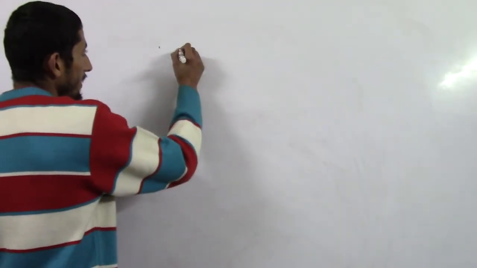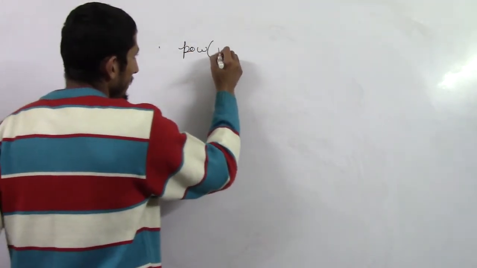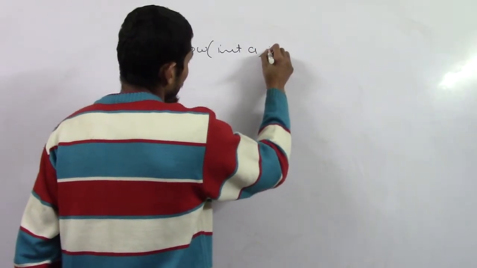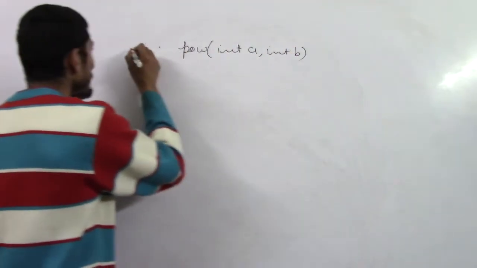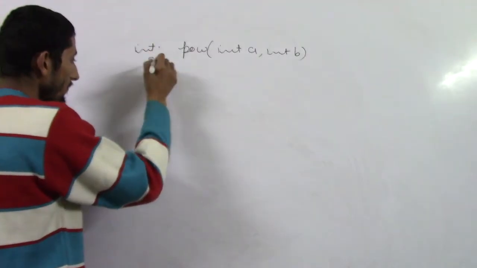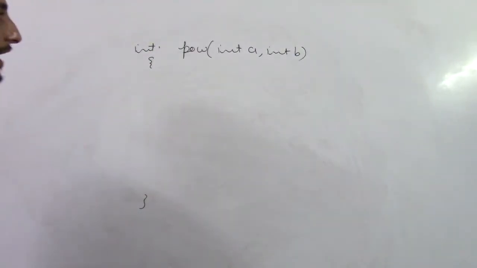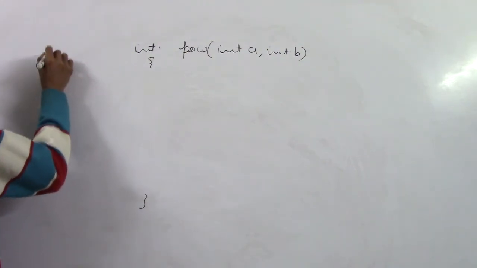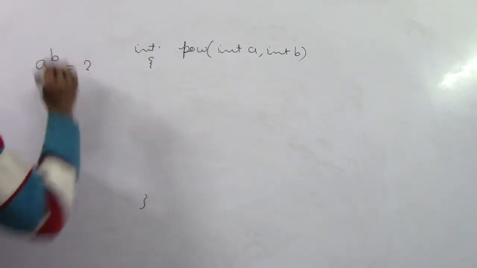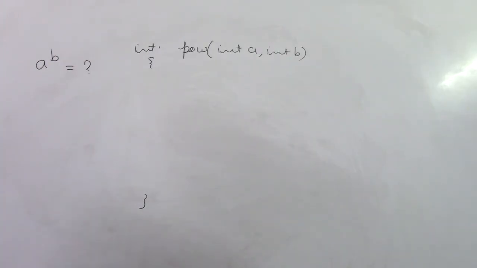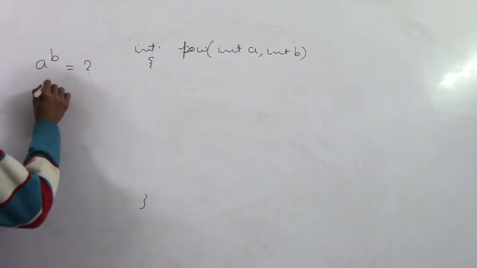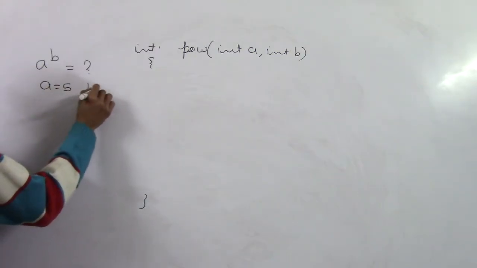In the last program, we calculated the factorial of a number with the help of recursion. In this program, I have a number A and a number B. What I will do is calculate A to the power B. Are you following this? The question is how to calculate A to the power B. Let's say the value of A is 5 and the value of B is 4.